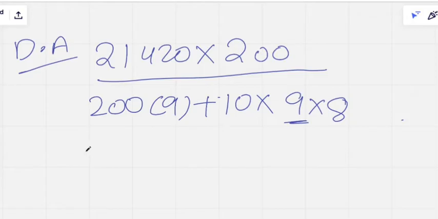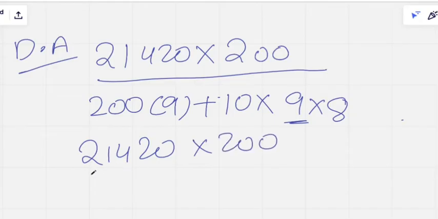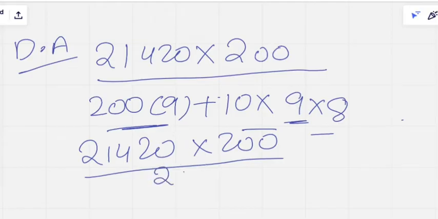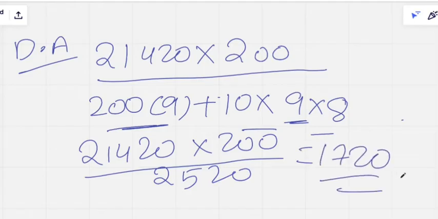So let's do this. 21,420 into 200 divided by 1800 plus 90 into 8. If we calculate the denominator, you are going to get 2520. If you cancel it, the answer is going to be 1720. So this is a simple solution.